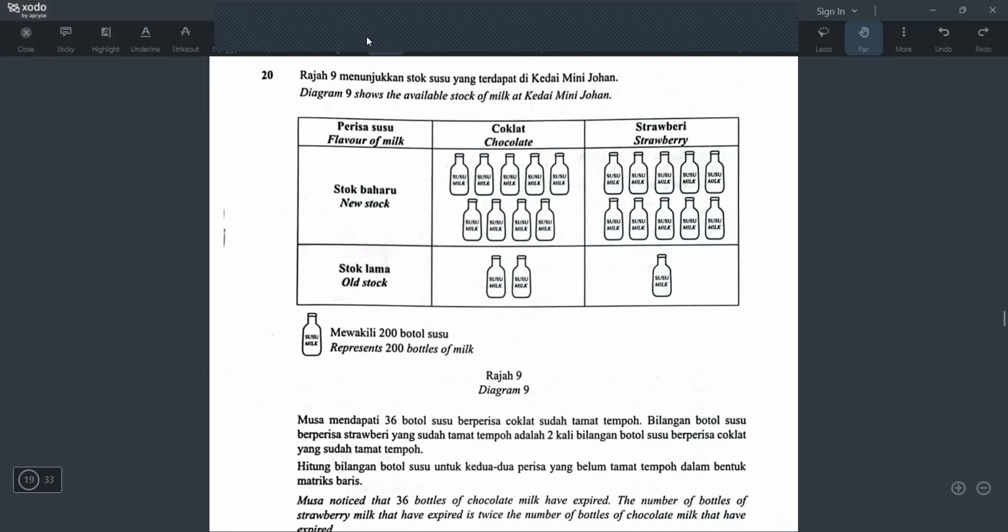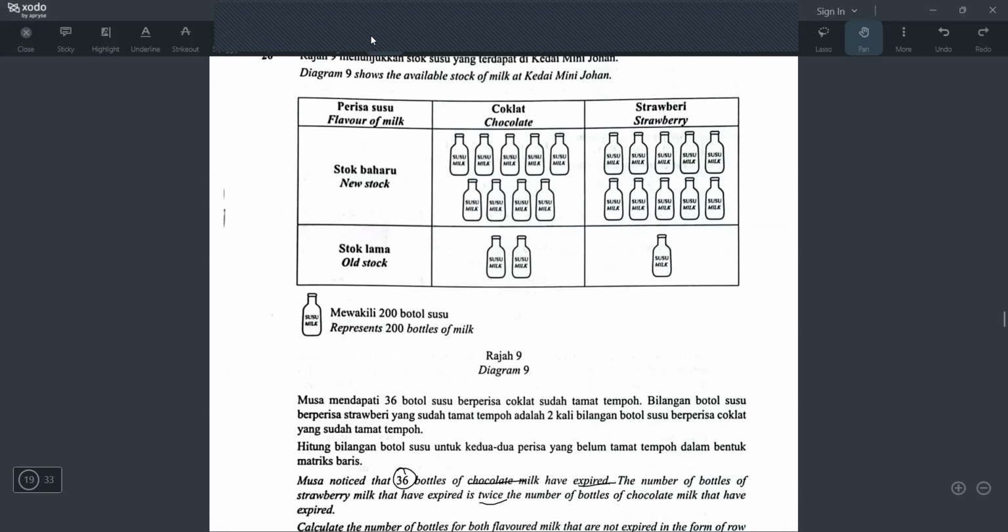Okay, let's continue with number 20. Diagram 9 shows the available stock of milk at Kedai Mini Johan. So this is the table. We have new stock, old stock, chocolate, strawberry. Each symbol represents 200 bottles of milk. Musa noticed that 36 bottles of chocolate expired. And the number of bottles of strawberry milk that expired is twice the number of bottles of chocolate milk that have expired. It means the strawberry milk expired is 36 times 2, which is 72.